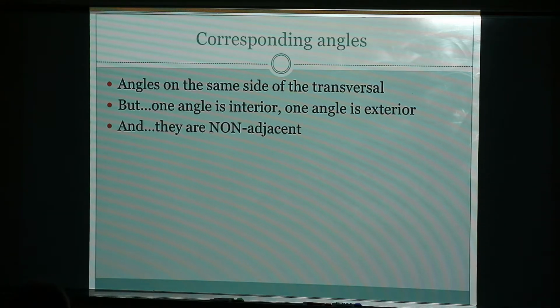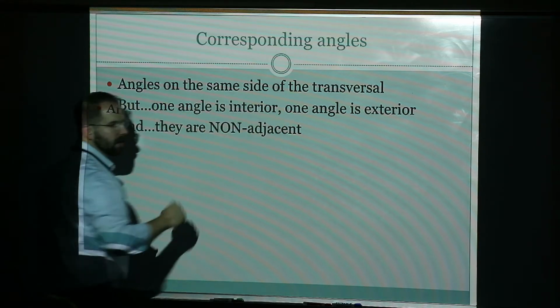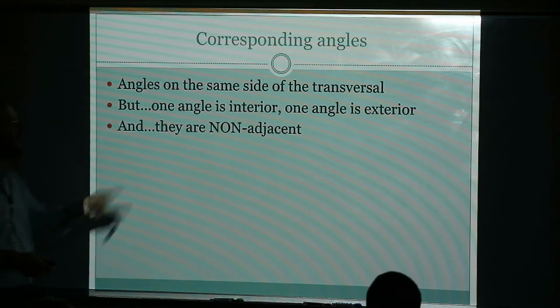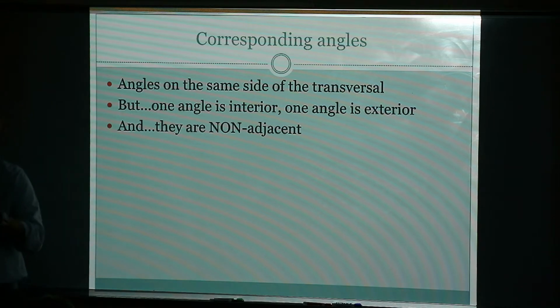They're on the same side of the transversal, so either top or bottom, or right and left, if the transversal is going up and down. One's inside, one's outside of the sandwich, and they cannot be next to each other. They can't be side by side. For some reason, this is the hardest one for people to think about because there's too many rules.